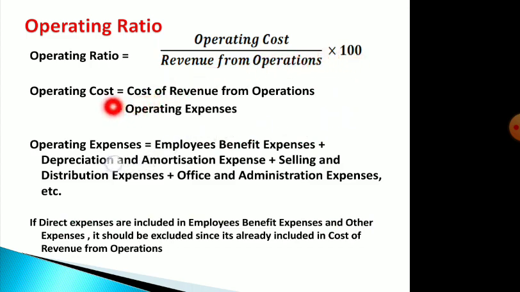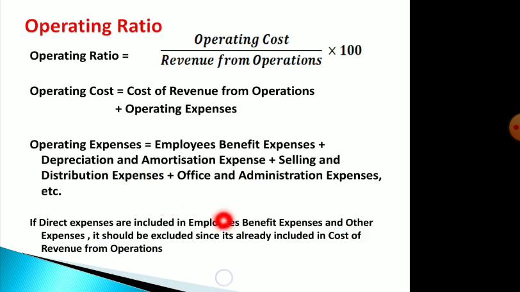Now, what is operating cost? That is cost of revenue from operation or cost of goods sold plus operating expenses. Now, what are operating expenses? Operating expenses are those expenses which a business incurs through its normal business operations, that is rent, inventory cost, insurance, marketing cost, etc. Here are some other examples of operating expenses: employees' benefit expenses, depreciation and amortization expenses, selling and distribution expenses, office and administration expenses, and so on.